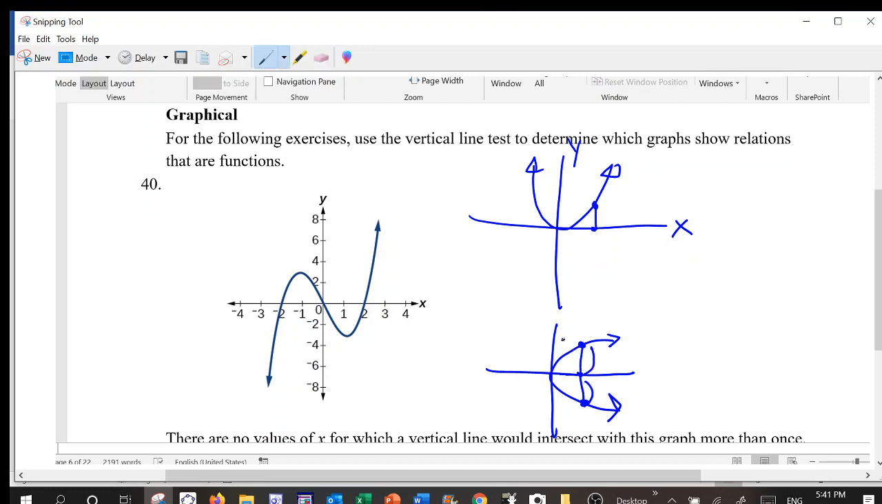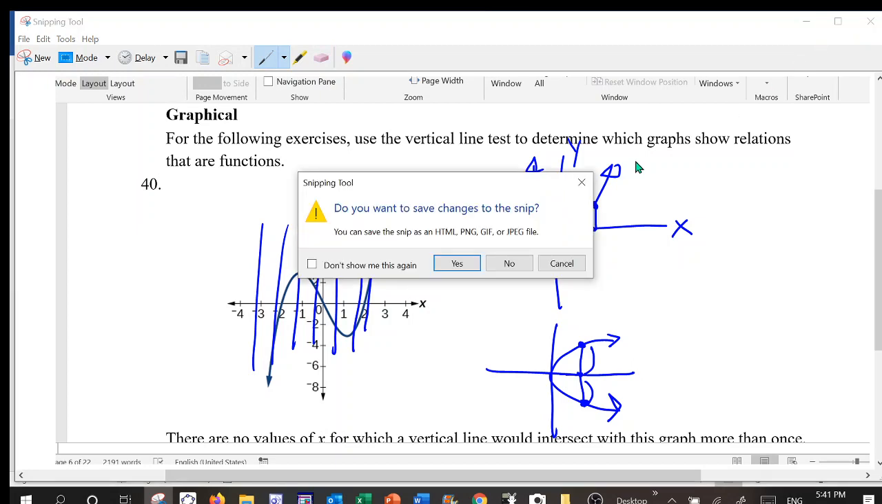So this idea is called a vertical line test. So what we do, we scan this with a vertical line. If there is more than one intersection, then it's not a function. Now obviously this one is a function, right? So number 40 is a function.